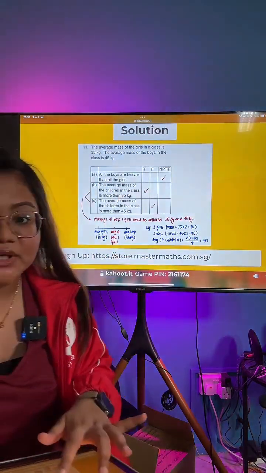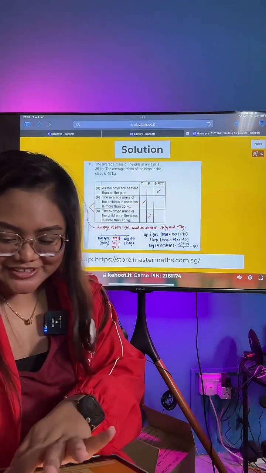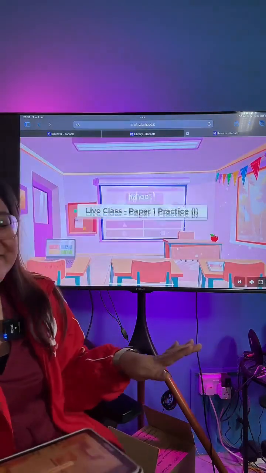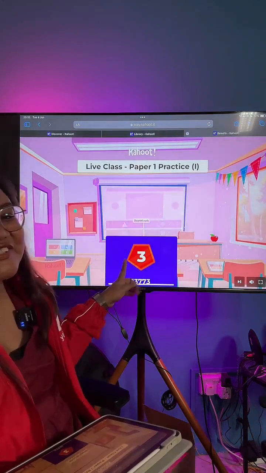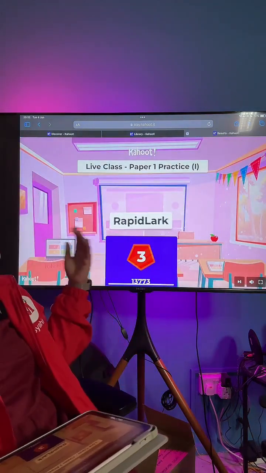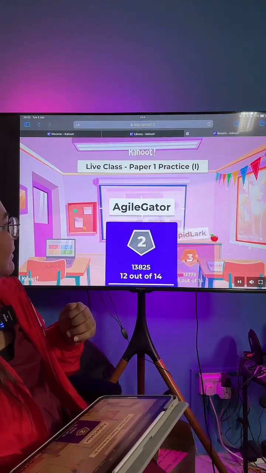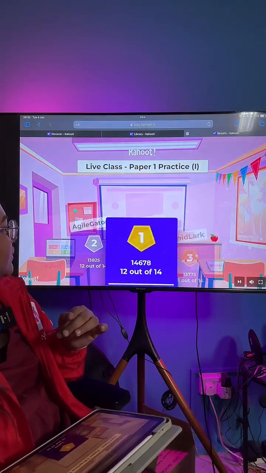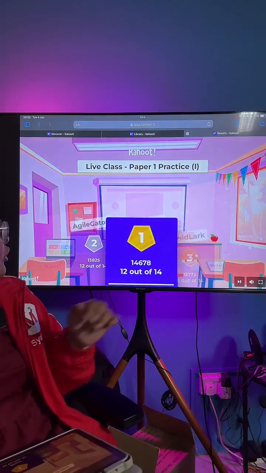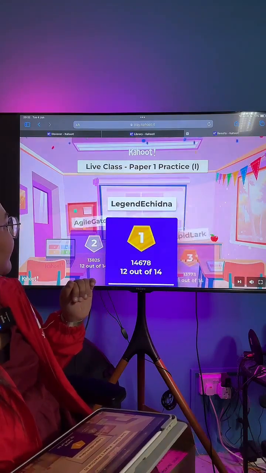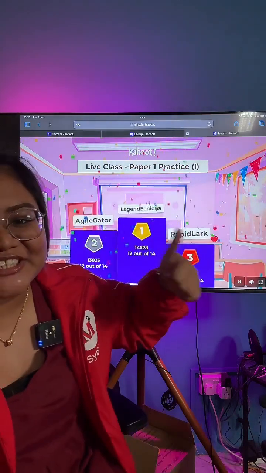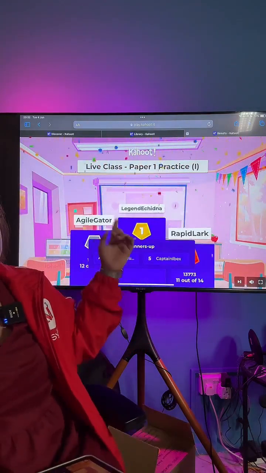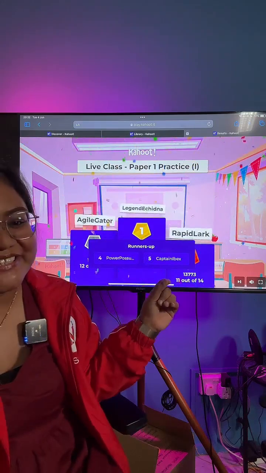Bye. Oh, sorry. I forgot. Your top person. The first person. Sorry, I forgot. Our first person. Oh, Rapid Lark is number 3. Agile Gator is number 2. The first person is... got 12 out of 14. Not bad. Legend. Very nice, Legend. Managed to get the first part. The first top position again.